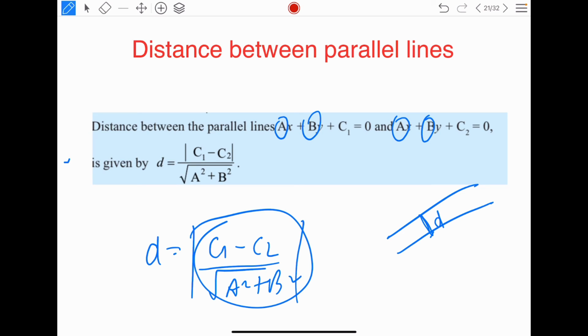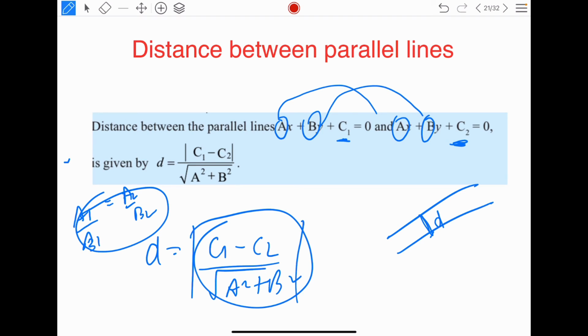c1 and c2 are the constants. In parallel lines the constants will be different, but your a and b will be the same, because the ratio a1 by b1 is equal to a2 by b2 has to be the same. A1 must be equal to a2, b1 must be equal to b2. Then only the lines will be parallel. Only the constant will be different, because we have just derived this condition. So the distance formula between two parallel lines is c1 minus c2 upon under root a square plus b square. a and b are the same for both the lines, because the ratio has to be the same, then only they will be parallel. Only the constant c is different.